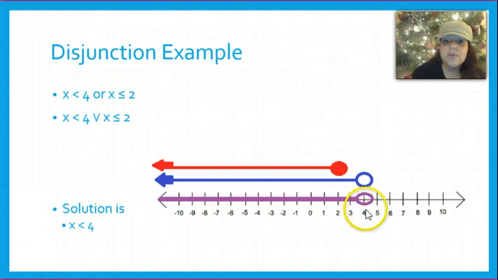The solution is going to be what we actually put on the number line. On the number line, I'm showing that I'm starting at 4, and x is anything to the left. x is less than 4. And that's what the solution is for this disjunction.